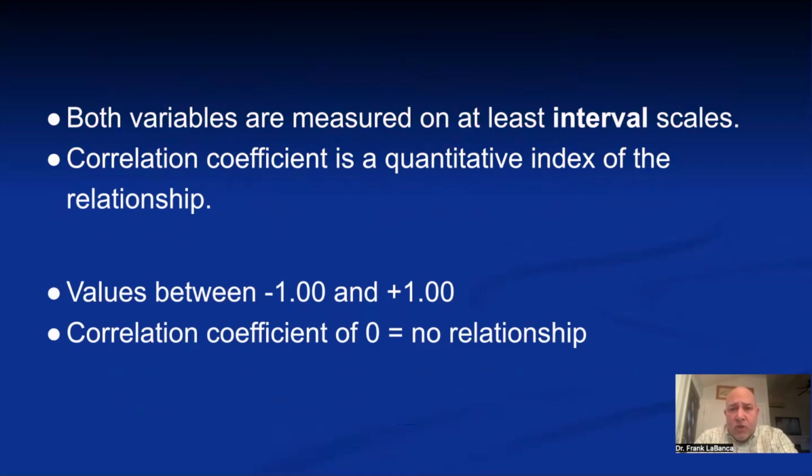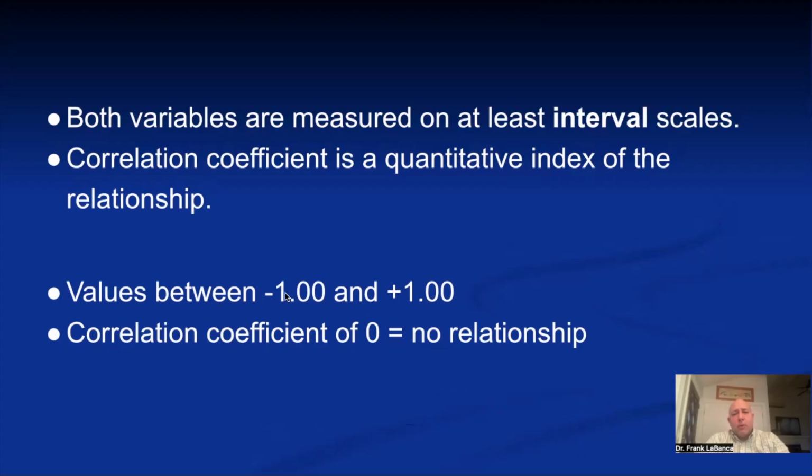In a correlation, both variables are measured on at least interval scales for the Pearson product-moment correlation. So we need interval level data to do this. That's typically how correlations are done. You can do correlations with ordinal level data, and a different formula is used for that. But for the Pearson and the work we're going to be doing in this class, we'll be using interval scales to do Pearson R.